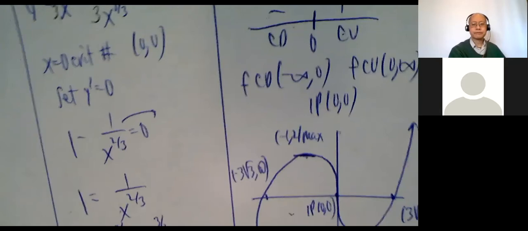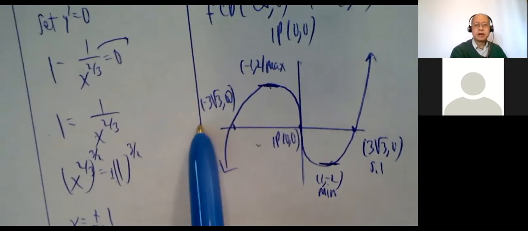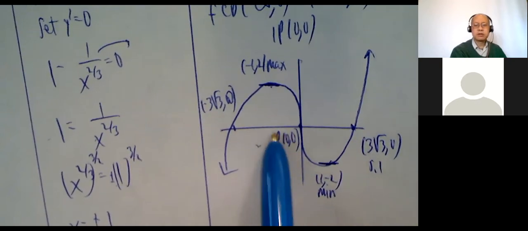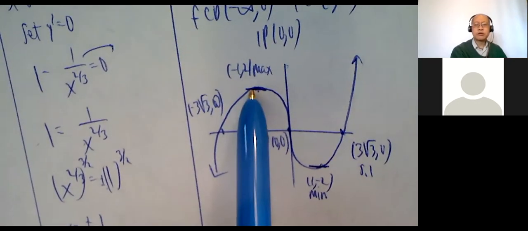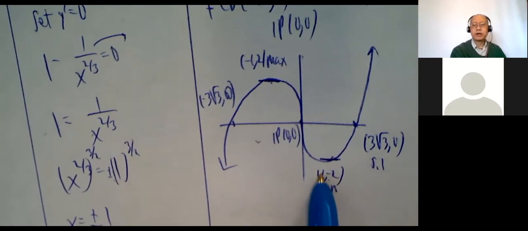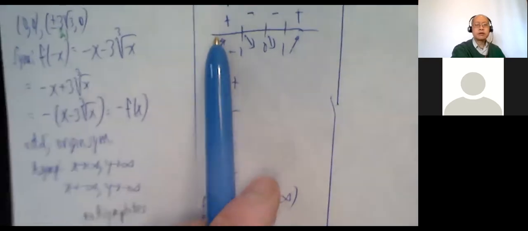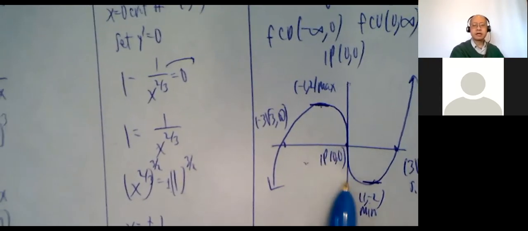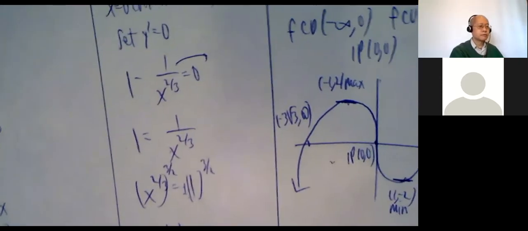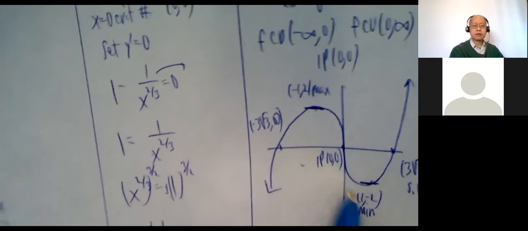So here we go. Intercepts: -3 radical 3, 0, 0, 0, 3 radical 3, 0. -1, 2 is a max. 1, -2 is a min. Graph goes increasing, decreasing, decreasing, increasing. Up until 0, concave down, upside down U shape. The rest of the time, U shape.